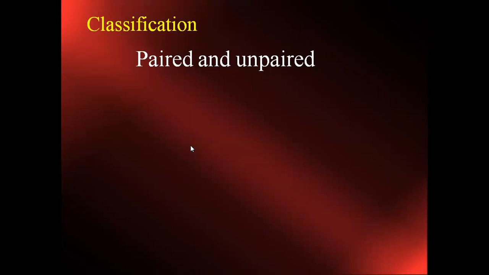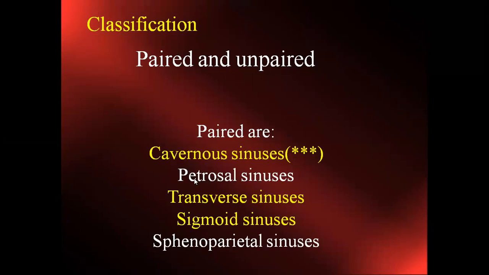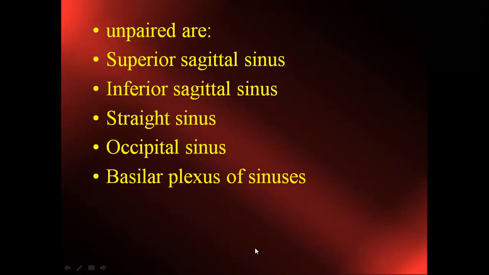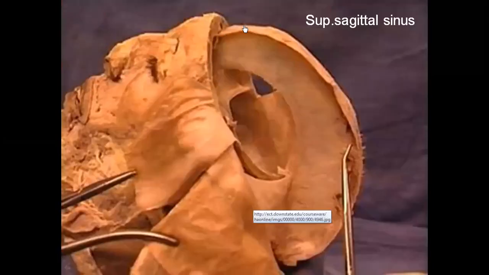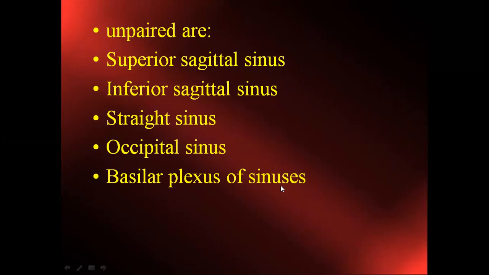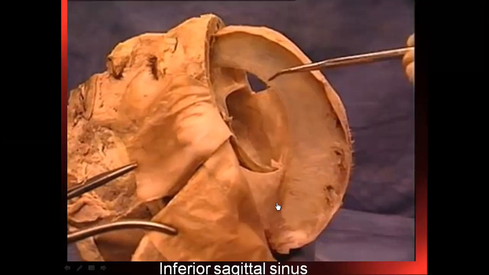So the paired sinuses are the cavernous sinus, the petrosal, superior and inferior petrosal sinus, 2 transverse sinuses, 2 sigmoid sinuses, and 2 sphenoparietal sinuses. Okay. The unpaired ones we have seen with the falx cerebri. We have the superior sagittal sinus, inferior sagittal sinus, straight sinus, occipital sinus, and basilar plexus of sinuses. Okay. Here you will have the superior sagittal sinus. Here you will have the inferior sagittal sinus. Here we will have the straight sinus, right? Okay. Then.